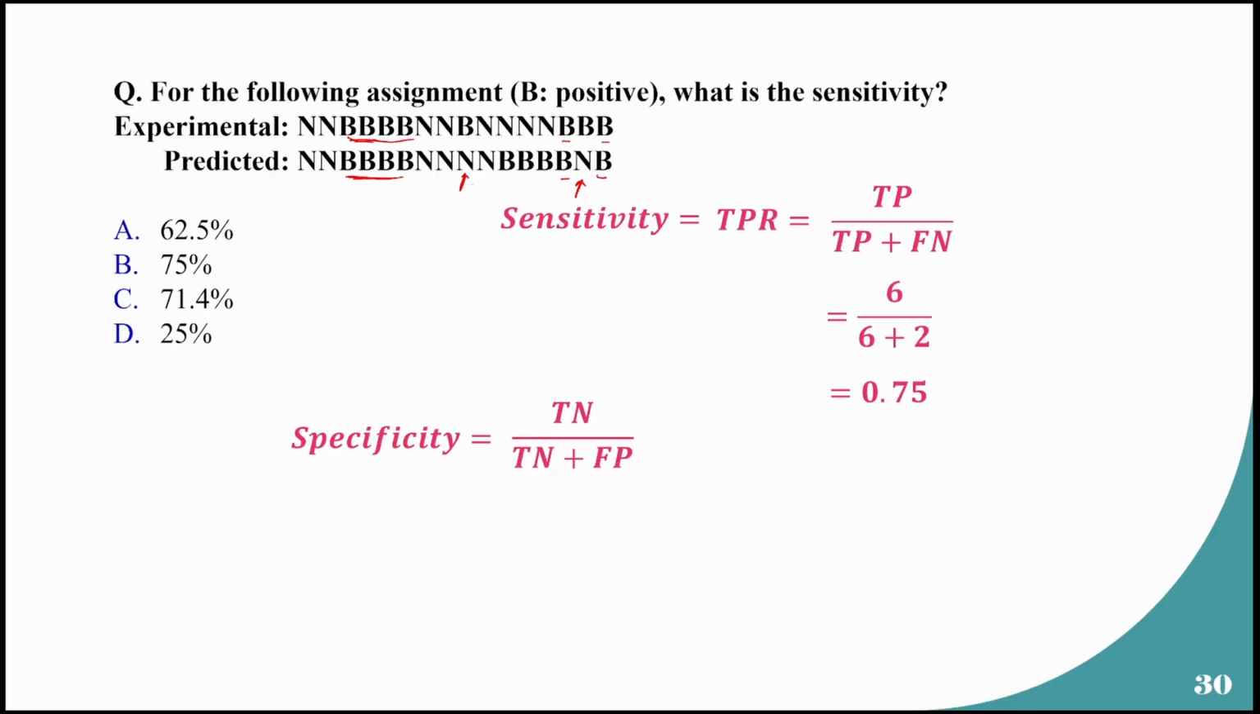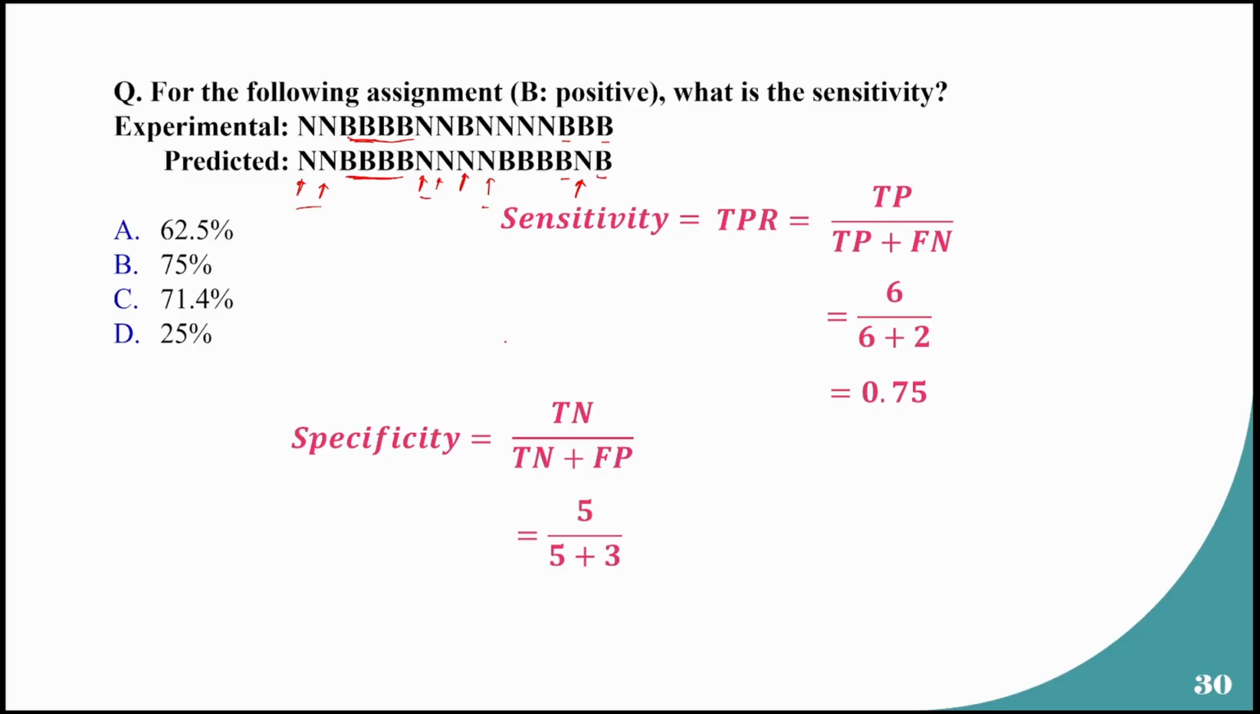Specificity would be true negative divided by true negative plus false positive, right? And it seems that the true negatives would be this one, this one, here, right? 2, 2, 4, then here 5. It seems the number is 5.